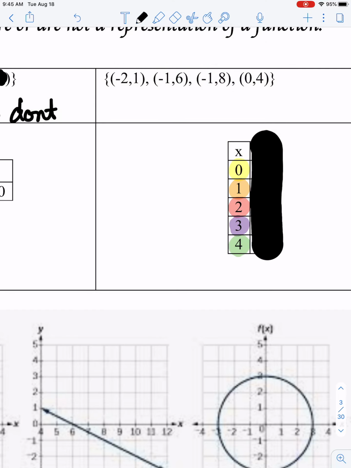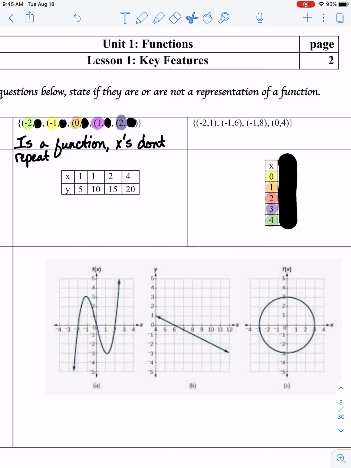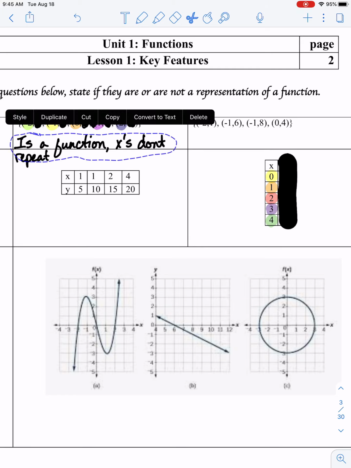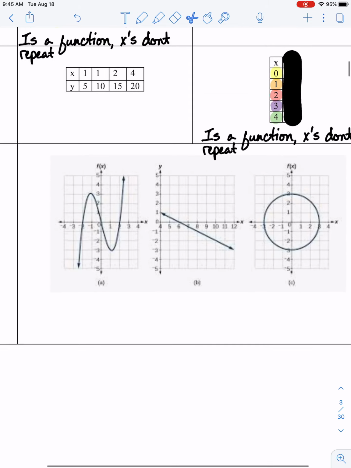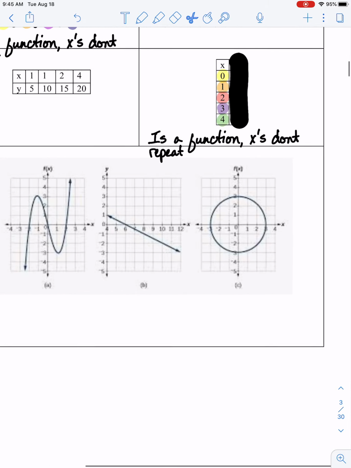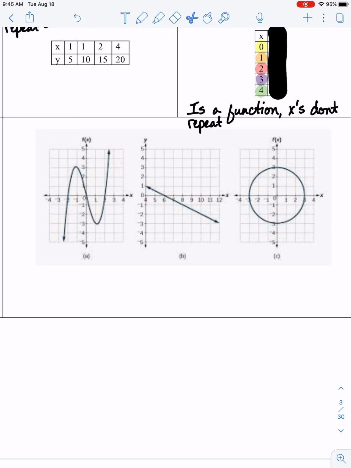Luckily, in this example, I can use the same logic as I did in the first question. It is a function because my X's don't repeat. Over here, I'm going to do example B.